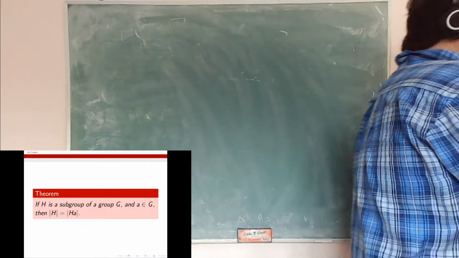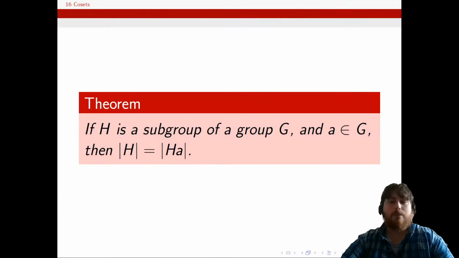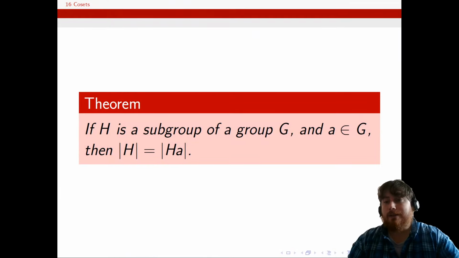So notice that what we ended up with is if we find the right cosets of any subgroup, we end up with a partition of our group where each of the sets within the partition have the same cardinality. They have exactly the same size.